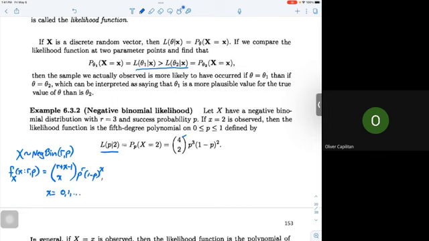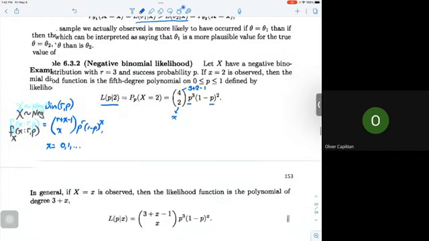So in this case, we have r is 3, 3 plus 2 minus 1. So that is 4, and then this is our x value, which is equal to 2. And then 3 here is r, and then 1 minus p raised to 2. Okay, so this likelihood function is a fifth degree polynomial on our parameter p. If we look at our equation here, obviously it is a function of our parameter p.